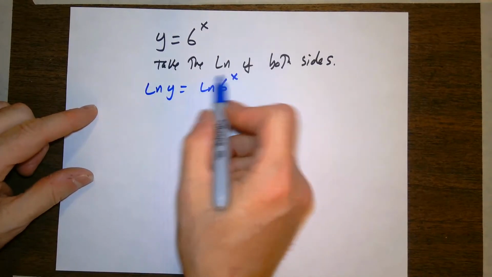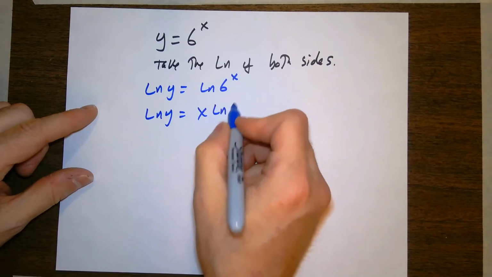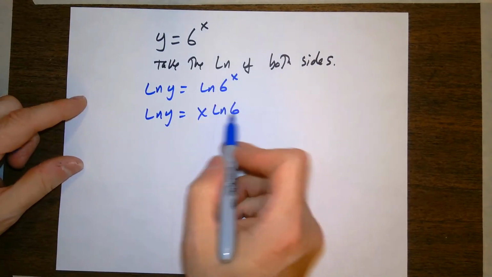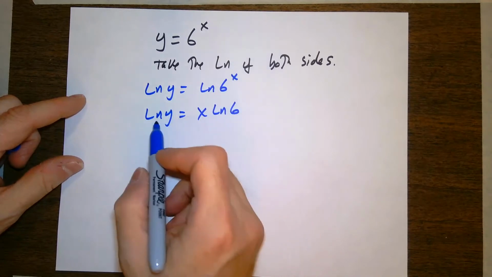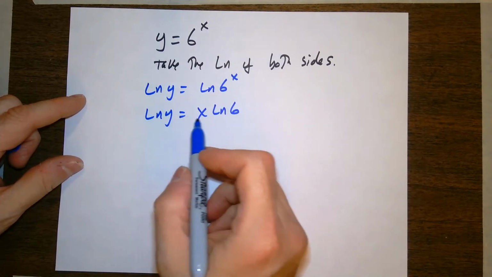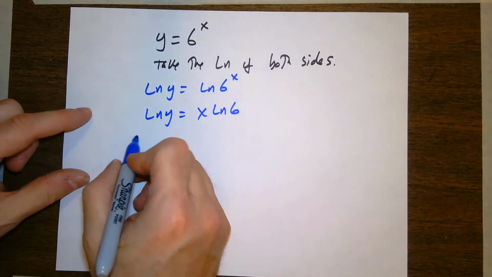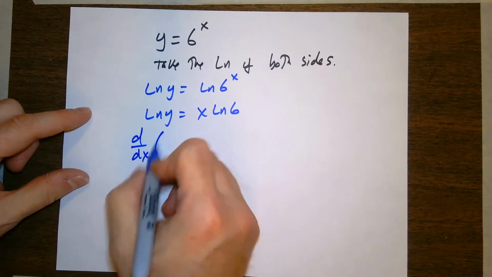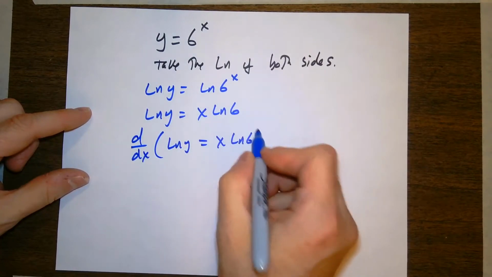Why did I do that? To use the properties here. Natural log of y equals x times the natural log of 6. Natural log of 6, remember, is just some constant here. So I've got natural log of y equals x times the natural log of 6. All right, so now let's take the derivative of the natural log of y equals x times the natural log of 6.